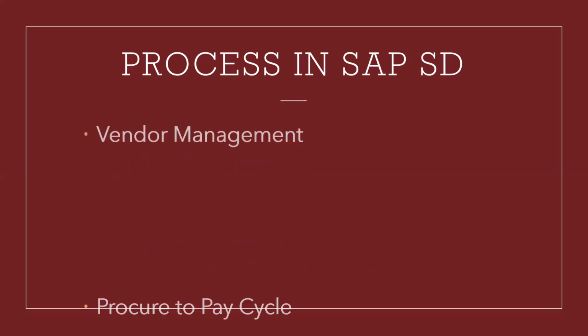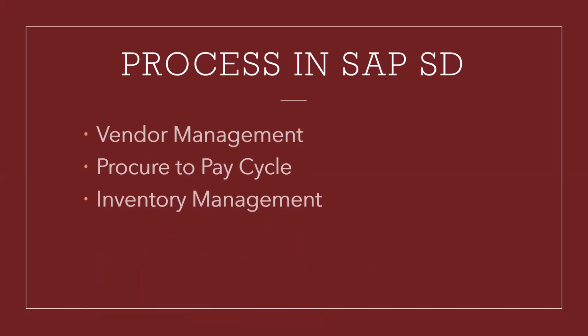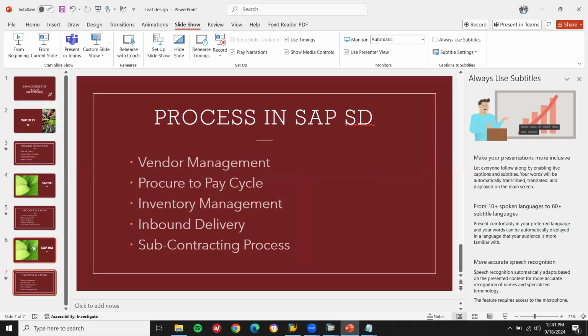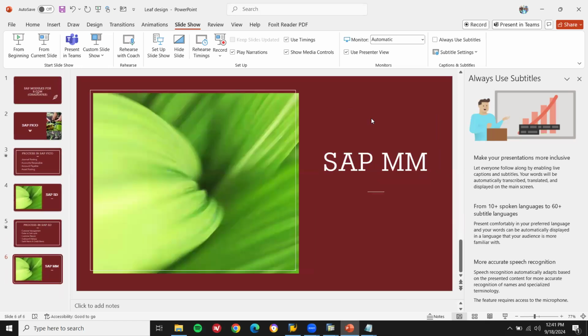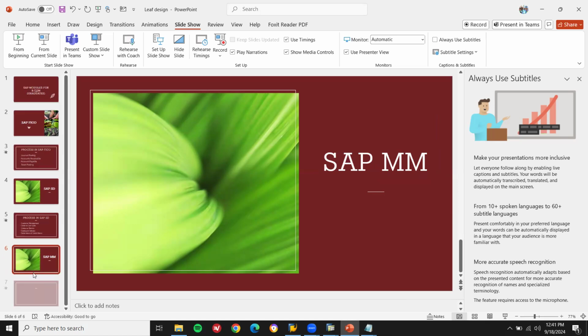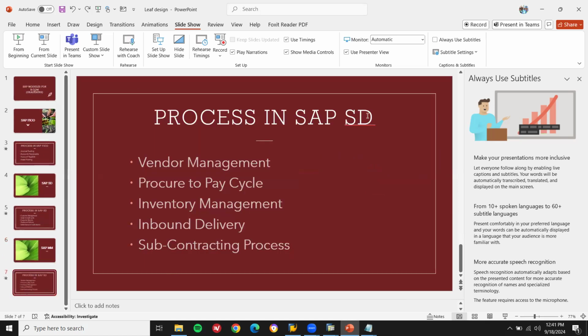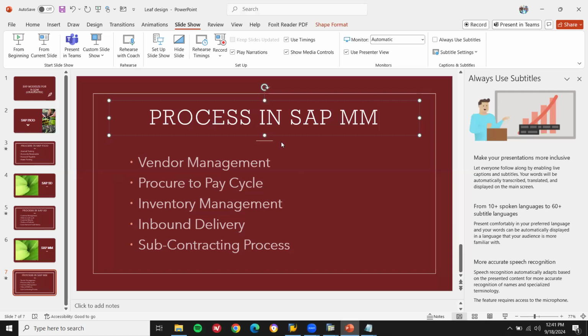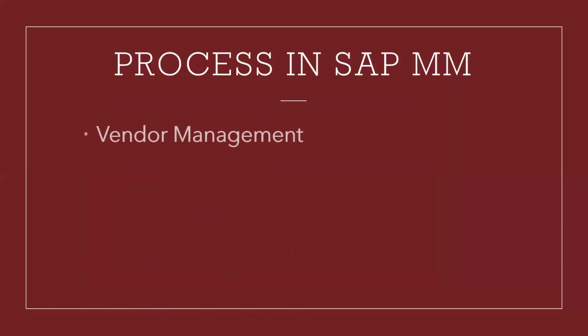Process of material management, vendor management, procure to pay cycle. This is inventory management, MM. Vendor management, that is the procure to pay cycle. It is based out of purchase requisition. What is purchase requisition? It is the basic document.